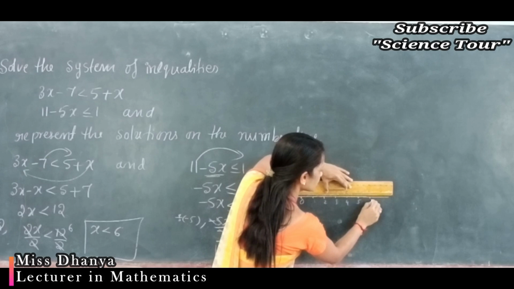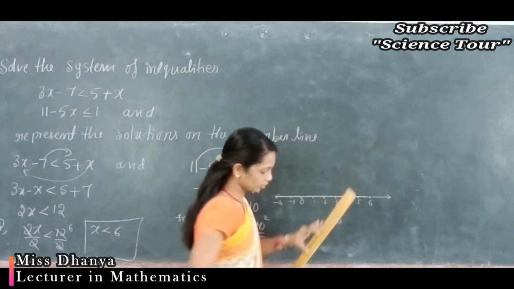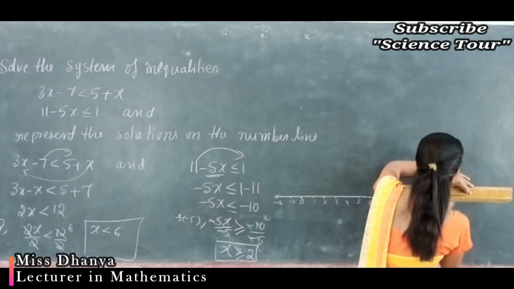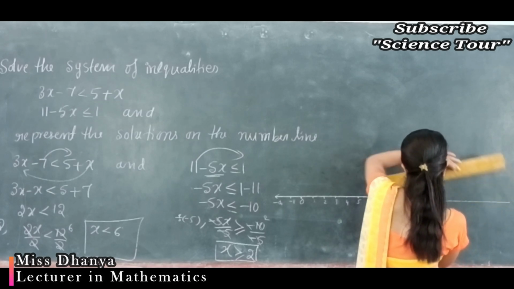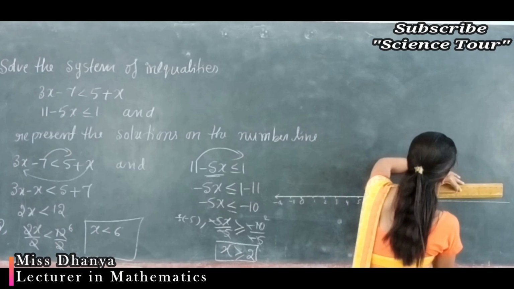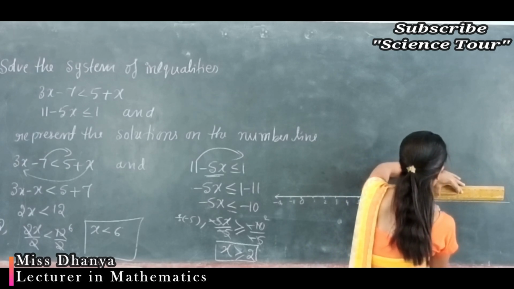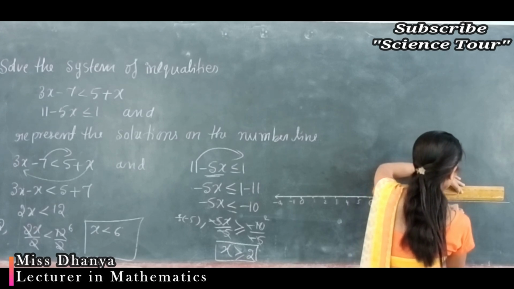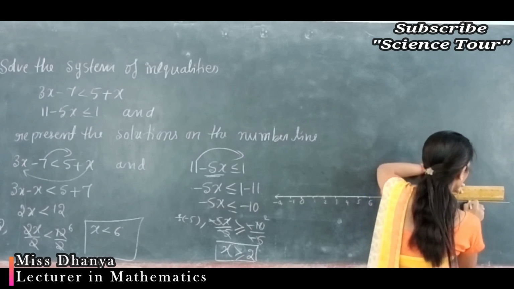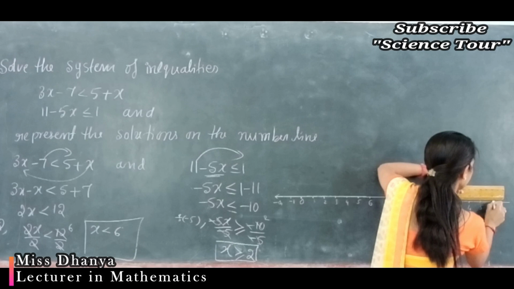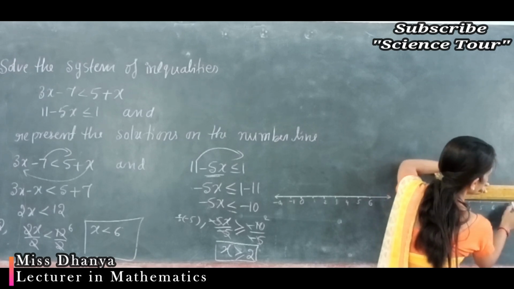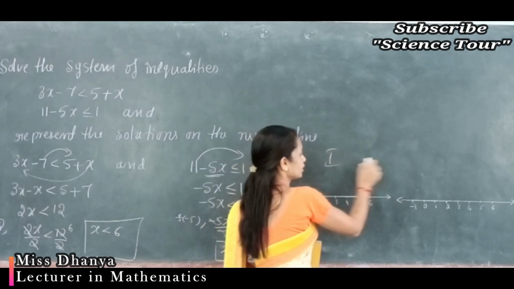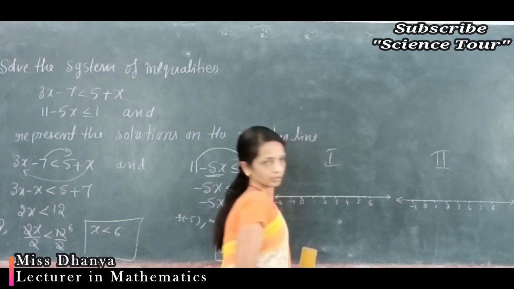5, 6, etc. Okay, and for the second inequality we also need a number line. I'll draw it in the same way. Okay, I'll mark 0 here, minus 1 on the left side, and on the right side 1, 2, 3, 4, 5, 6, etc.